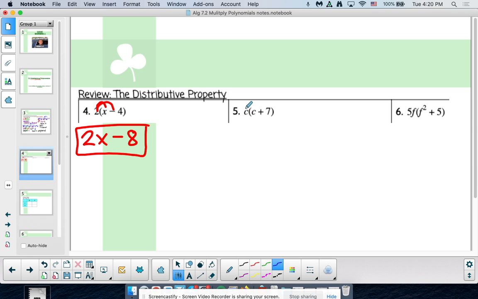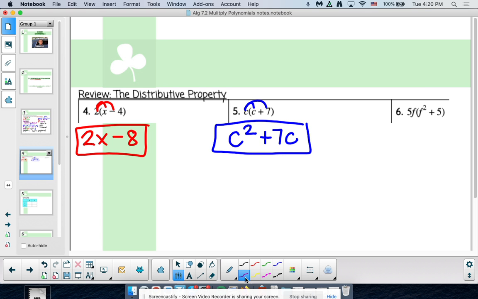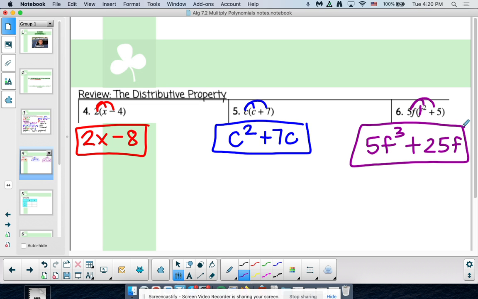Let's try another one. c times c would be c squared. c times 7 would be 7c. And our last one, 5f times f squared. Remember, there's an imaginary 1 there. So 5 times 1 is 5. How many f's will we have? 3. 5f times 5, 5 times 5 is 25. Tack on that f. There we go. Good work.